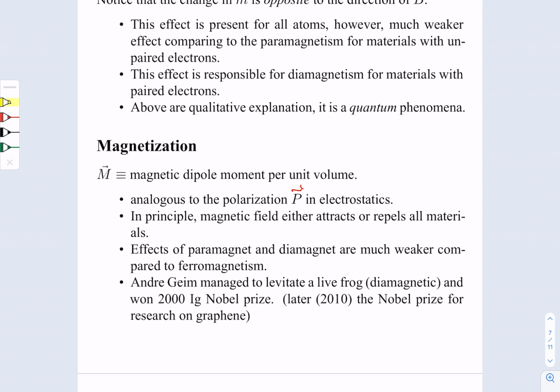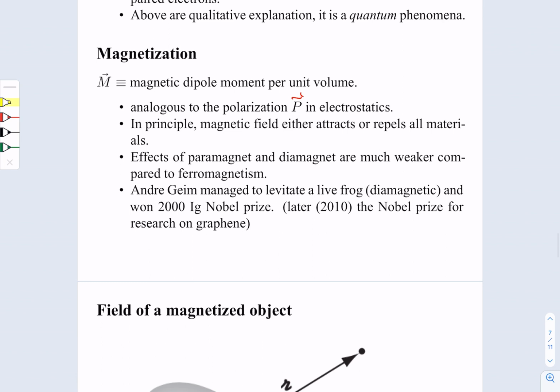So he actually won an Ig Nobel Prize for that. Maybe the frog doesn't even like to be levitated. A levitated astronaut, that would be ethical. It's actually interesting that 10 years later he won the actual Nobel Prize, based on research on graphene. Doing an inhumane experiment won him a Nobel Prize. Okay. So he is the only person that won both the Ig Nobel Prize and the true Nobel Prize. Just a fun fact.